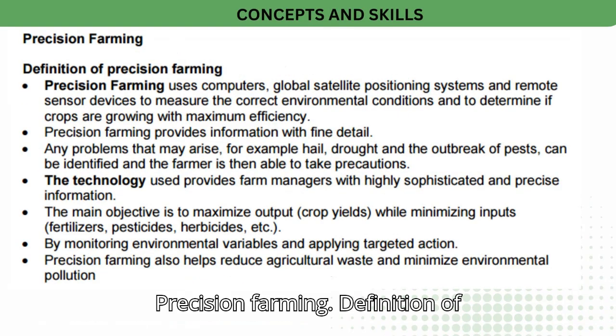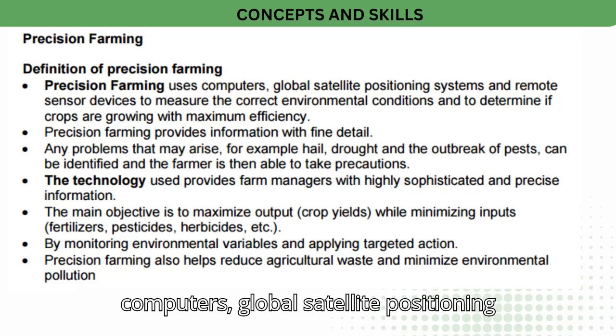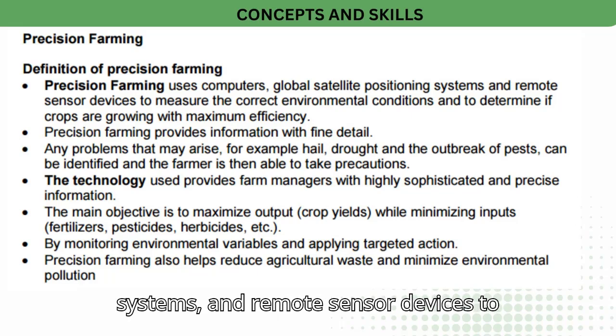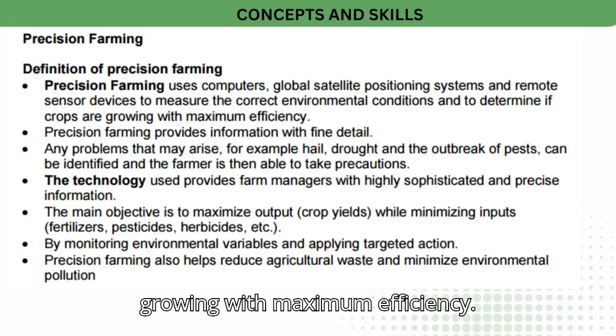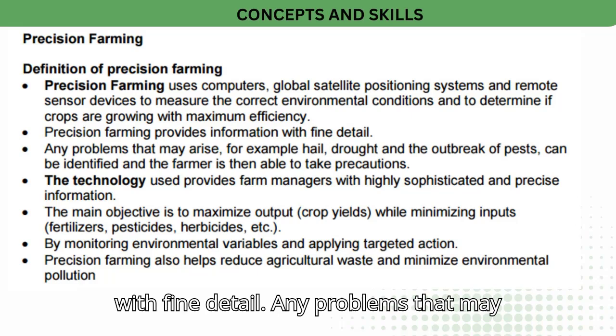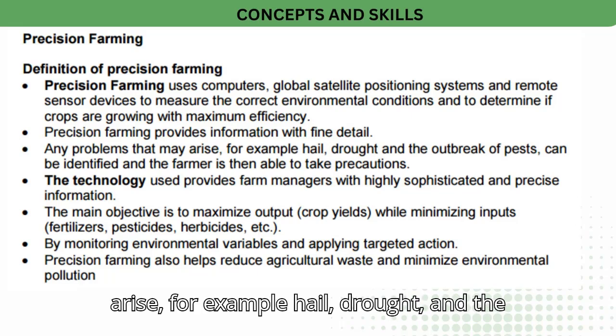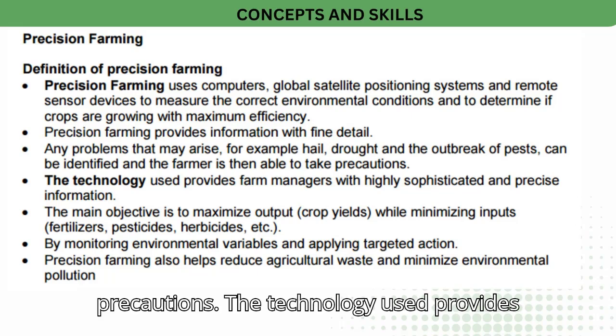Precision farming. Definition of precision farming. Precision farming uses computers, global satellite positioning systems and remote sensor devices to measure the correct environmental conditions and to determine if crops are growing with maximum efficiency. Precision farming provides information with fine detail. Any problems that may arise, for example hail, drought and the outbreak of pests, can be identified and the farmer is then able to take precautions.